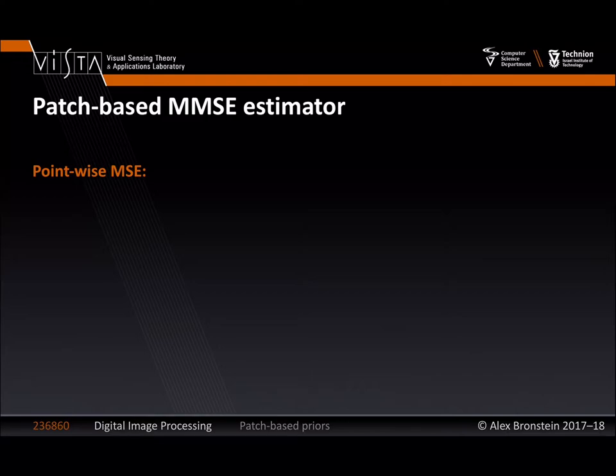Okay, so once we have the posterior, we can, for example, do an MMSE estimator. Remember, the MMSE estimator is the posterior expectation of a quadratic loss, right? Quadratic loss is MSE. So let's see the point-wise MSE. Let's take our estimated signal at point X, and our error criterion will be the expectation of the difference between the value of the estimated signal at point X minus the value of the clean signal at point X, squared, under expectation.